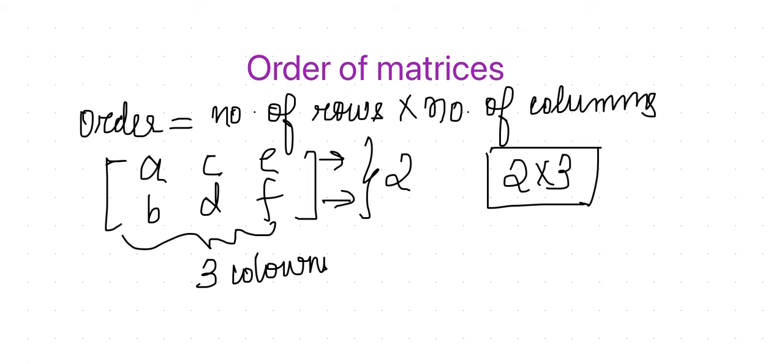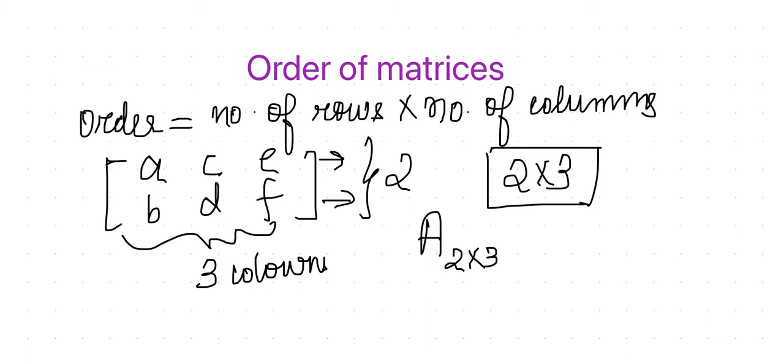Alright, now the next thing, children, is how do you represent this matrix? Any matrix is represented by a capital letter. So for example, if I want to represent this matrix in terms of its order as well, it will be represented as A, and in the subscript you will write 2 into 3.